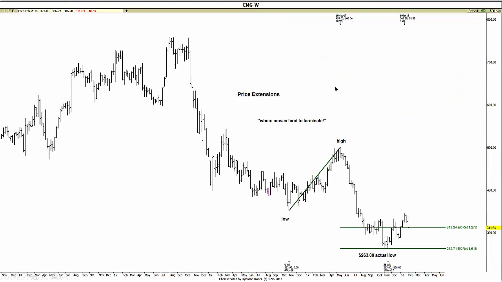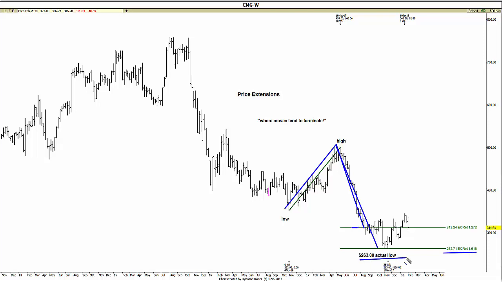All right, here's another example of an extension. This is a pretty old chart, but it works the same on all the charts. Now, as far as CMG, again, this was way back when, but here is a prior low to high swing. Market was a mess. It just kept going down. So I wanted to run the extensions to see where we might terminate the move. Now, we didn't really see anything at the area of the 1272 extension, but the 1618 came in at 262.71. Wasn't a perfect hit, but it was close enough.